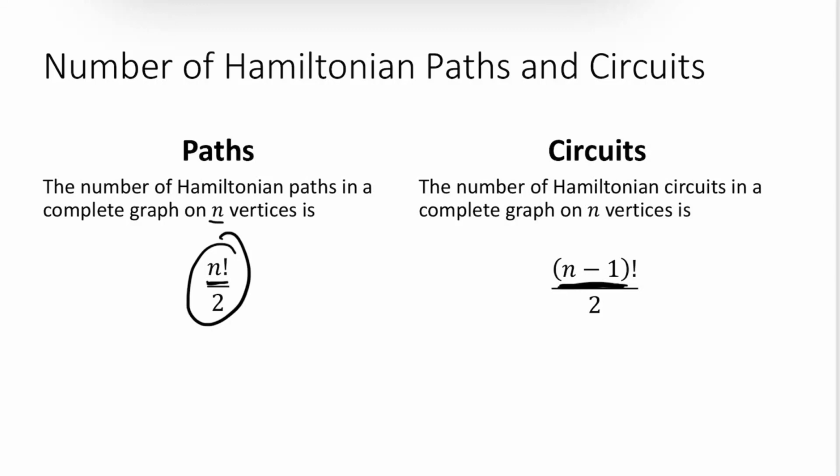But with circuits, it doesn't matter where you start on the circuit, whether you start on vertex A or vertex B, because it's a circuit and it just kind of goes in a loop over and over again. And so with circuits, it doesn't matter where you start, but with paths, it does. And both of them are divided by 2 because the choice trees will count the paths and circuits forwards as well as backwards.